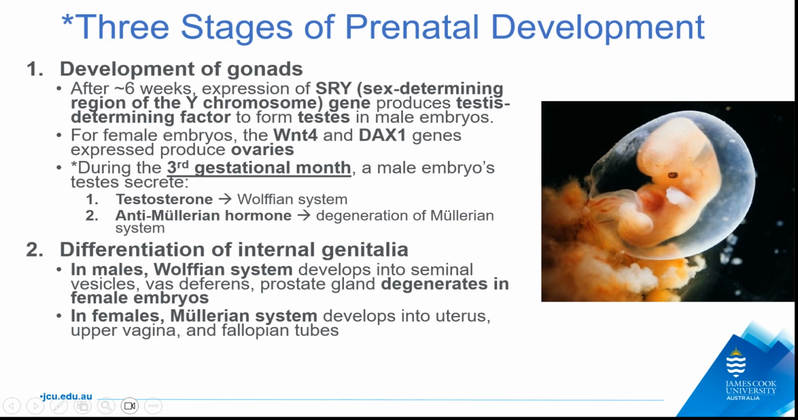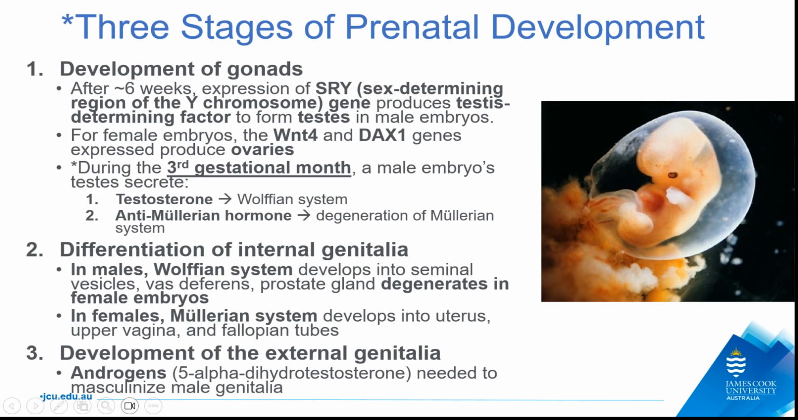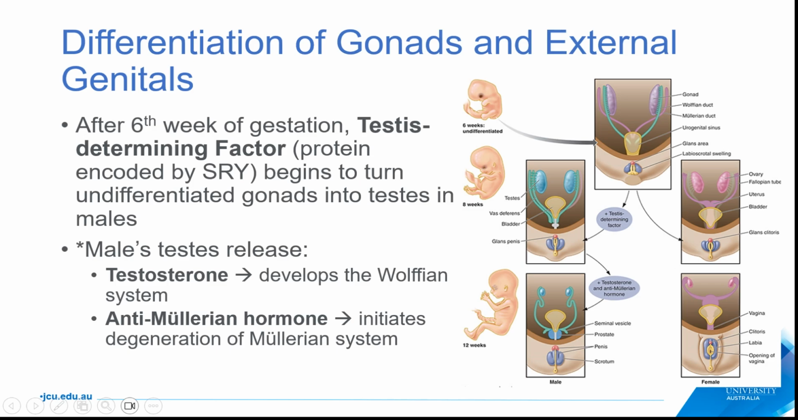And so for males, additionally, we need androgens, so 5-alpha dihydrotestosterone, we need that to masculinize male genitalia. So androgens, of course, testosterone is pretty much the most major androgen. Whenever we talk about guys being violent, being angry, we're always thinking about testosterone. So this is an elaboration of the previous slide. After the 6 weeks of gestation, we have this TDF that begins to turn undifferentiated gonads into testes in males. Again, we have testosterone, and we have anti-Mullerian hormone secreted by the male embryo's testes.